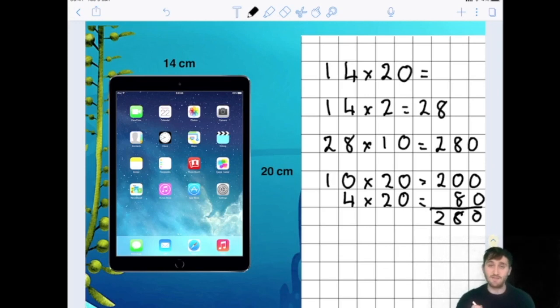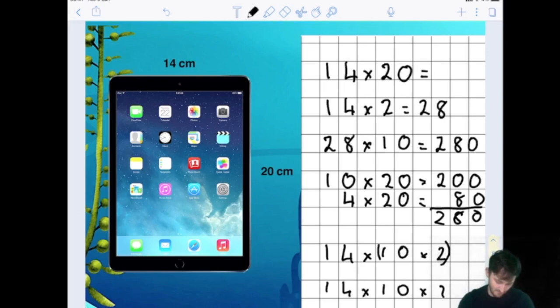Or a final method that I could use, which is really year 4, year 5 level, I could use the associative law of multiplication. So I could split up one of the numbers and make this three numbers multiplied by each other and mix it around. So for example, I could have 14 times 10 times 2. And my brackets would go here. Then I could change this around and I could have 14 times 10 times 2. I have my brackets there. Well, I know that 14 times 10 is 140. 140 times 2 is 280.